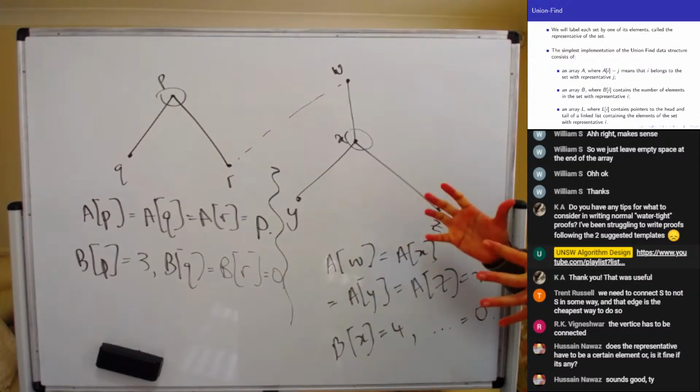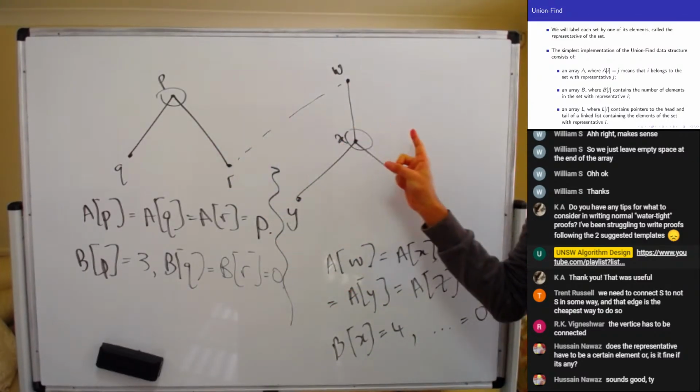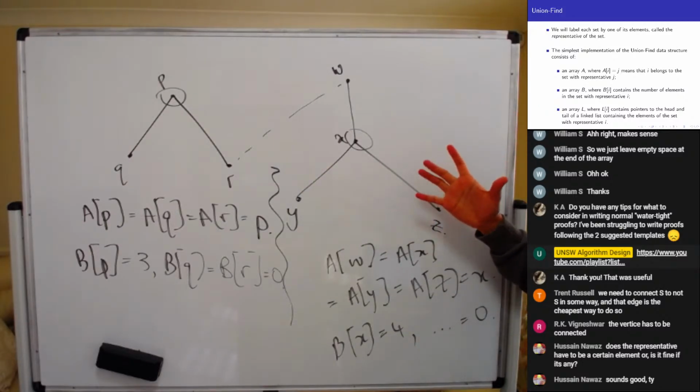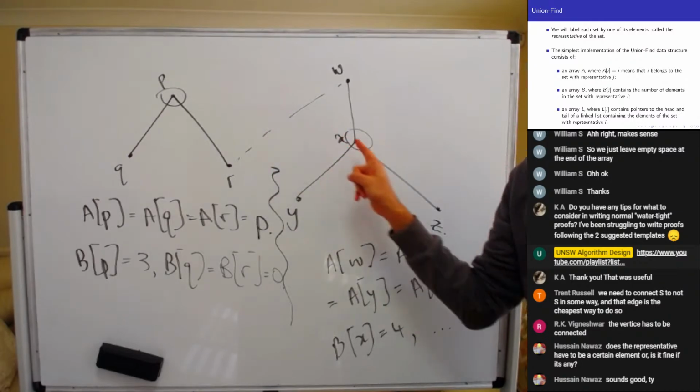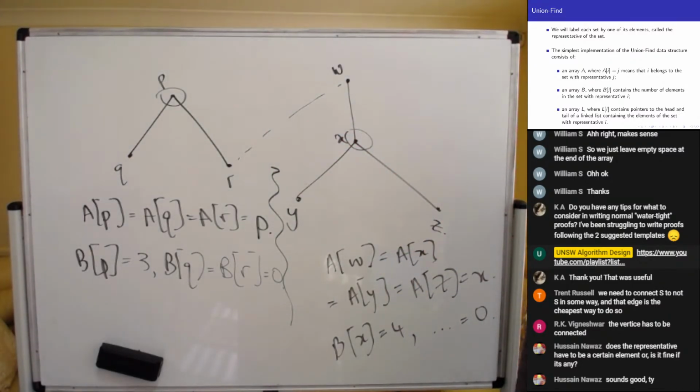First of all, I need to pick a captain for the new set. We can't have both P and X being representatives. We need to pick a new representative for all 7 things. And the way we're going to do that is we're going to ask which of you two has the most things under you. You're going to be the new representative. In this case, X would get chosen.